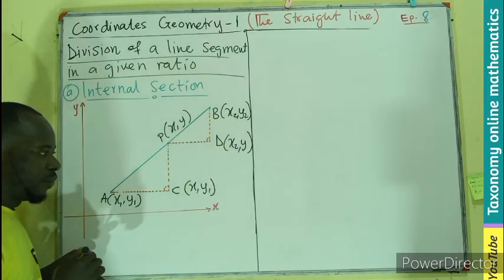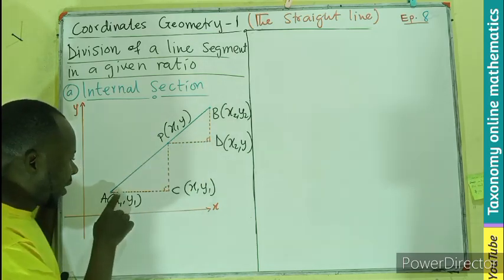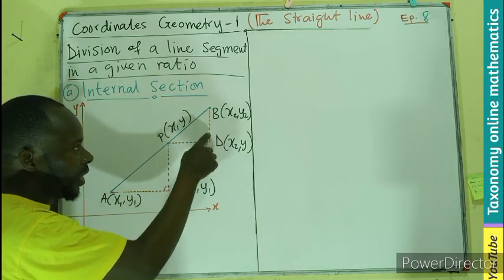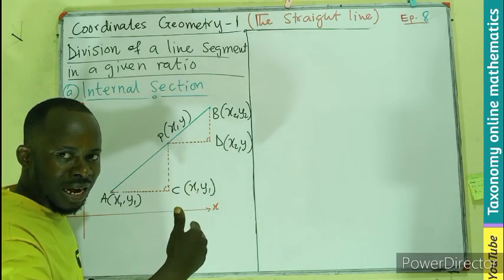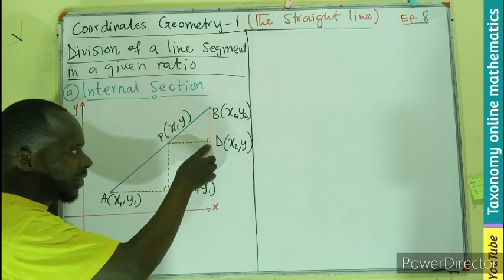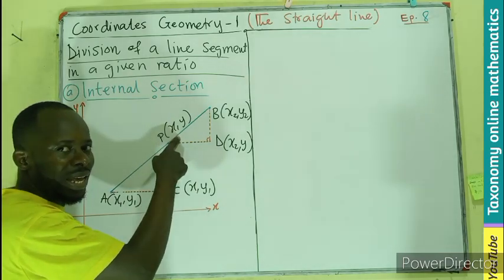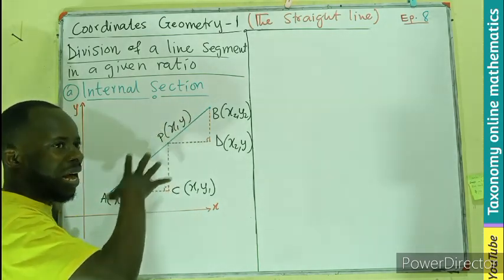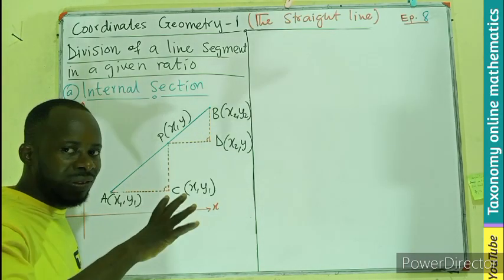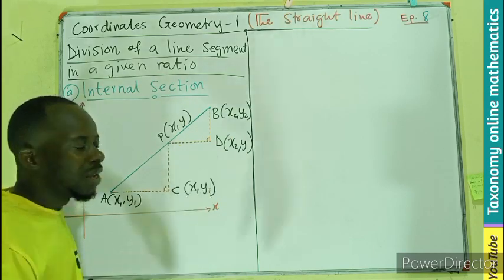So if we take this point, we are having two right angle triangles here, APC and PBD. They are two right angle triangles which are similar because the angle here is the same as that angle, and the angle here will be the same as the angle here. Likewise, they are similar triangles. So we can have the similarity, the ratio of their sides equal to the other sides.